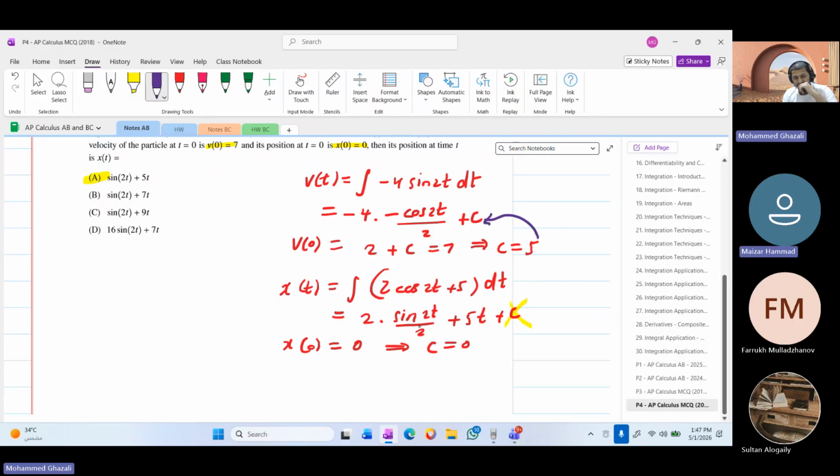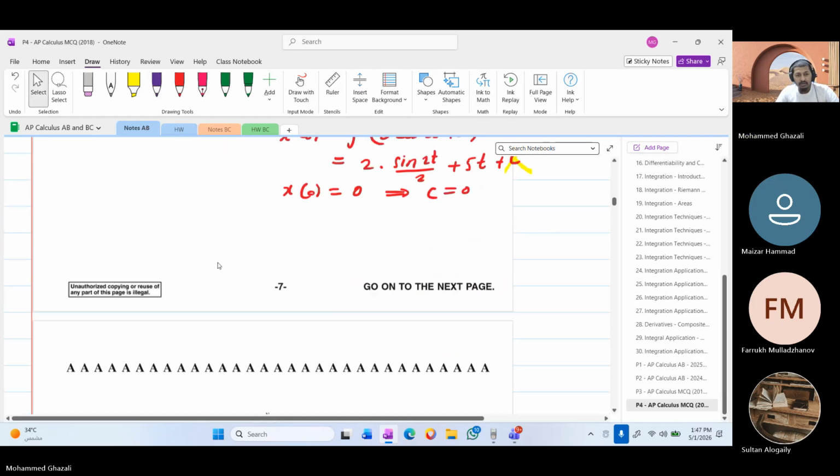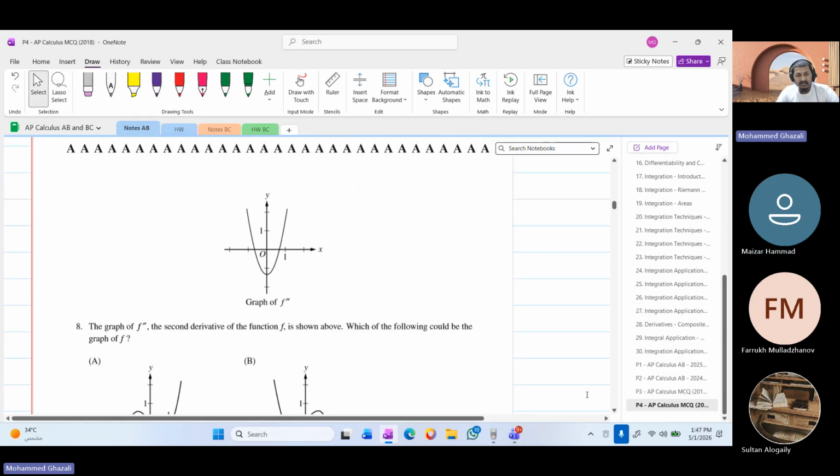And then you're going to integrate this function. I said -4 divided by 2, positive 4 divided by 2 is 2 cos 2t plus 5. Then I integrated this. Remember, 2 divided by 2 is 1. So you just get sine 2t plus 5t. So the answer is A. It's correct.